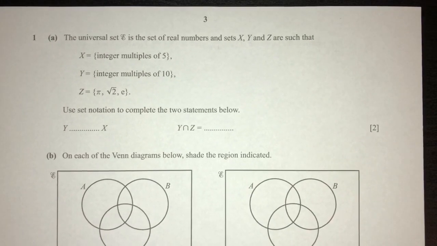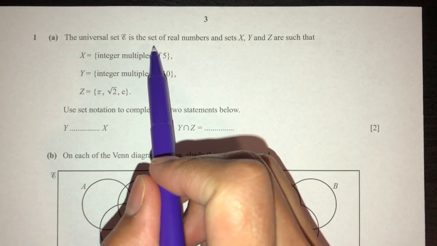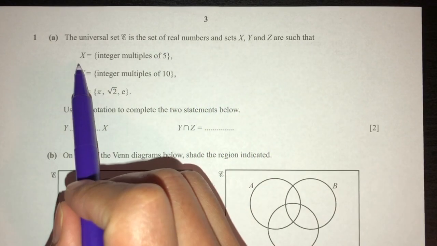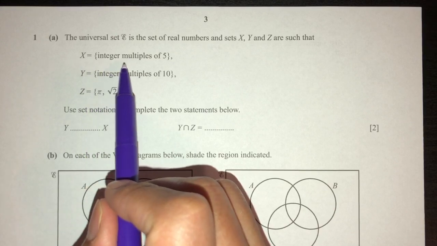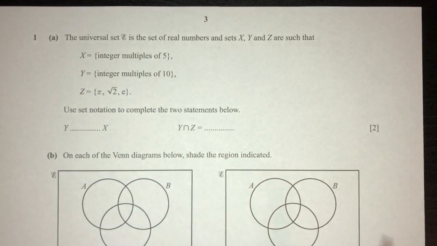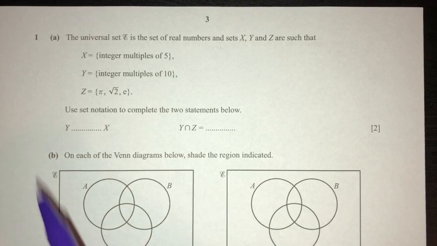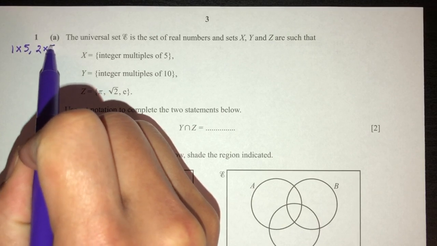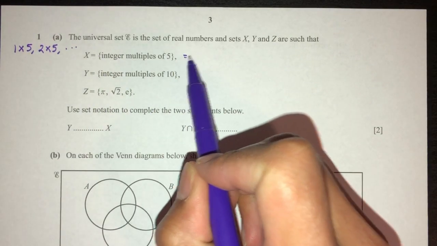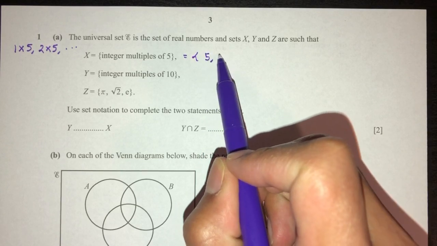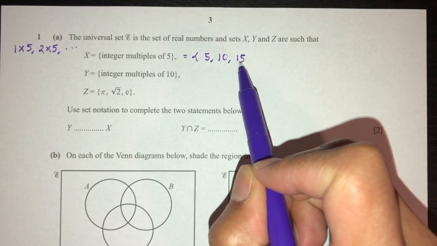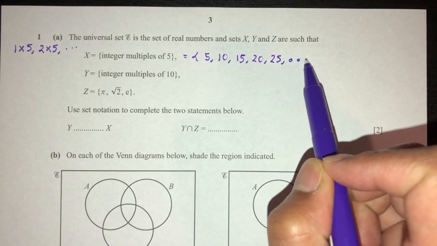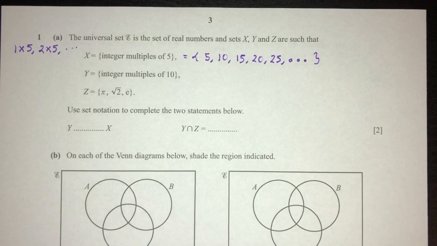Here we have a universal set, a set of real numbers, and the sets x, y, and z are such that the first one is x, equal to integers which are multiples of 5. Now, question for you, what are multiples of 5? It is basically 1 times 5, 2 times 5, and so on. That will be a set where you have 1 times 5, 2 times 5, 3 times 5, 4 times 5, 5 times 5, and keep going on until infinity.